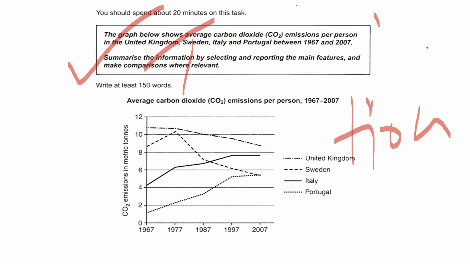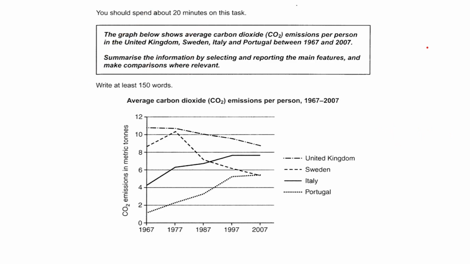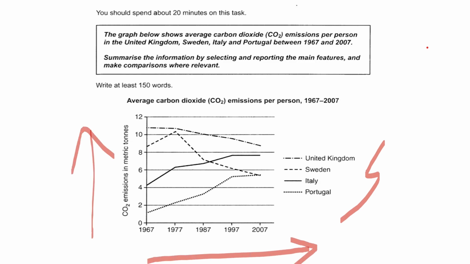So for this graph, we'll try to find out the trend. What's the trend in here? If you look very carefully, there are 4 countries mentioned, and here is the time frame, and here is the carbon dioxide emission in metric tons. If we look at the graph very carefully, we see that for Italy and Portugal, it was increasing along the period of time.